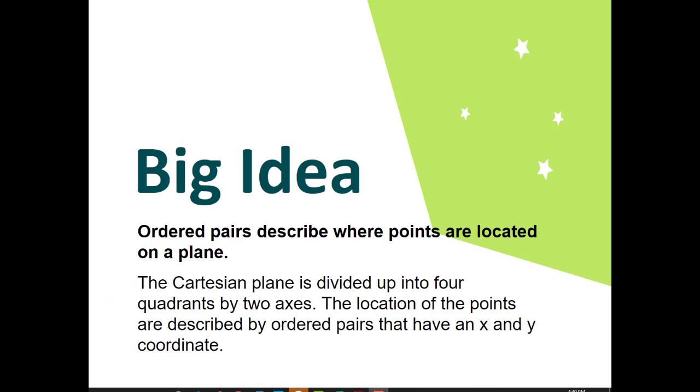So what's the big idea? Today's big idea is that ordered pairs describe where points are located on a plane. The Cartesian plane is divided into 4 quadrants by 2 axes. The location of the points are described by ordered pairs that have an X and a Y value.